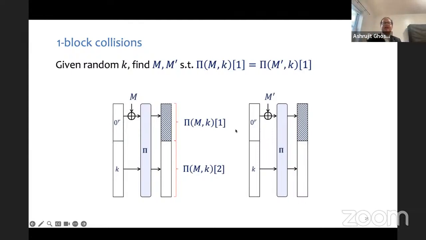Here, using index 1, I denote the first R bits of the state, and using index 2, I denote the last C bits of the state. The shaded rectangles denote that the value in those paths are identical.